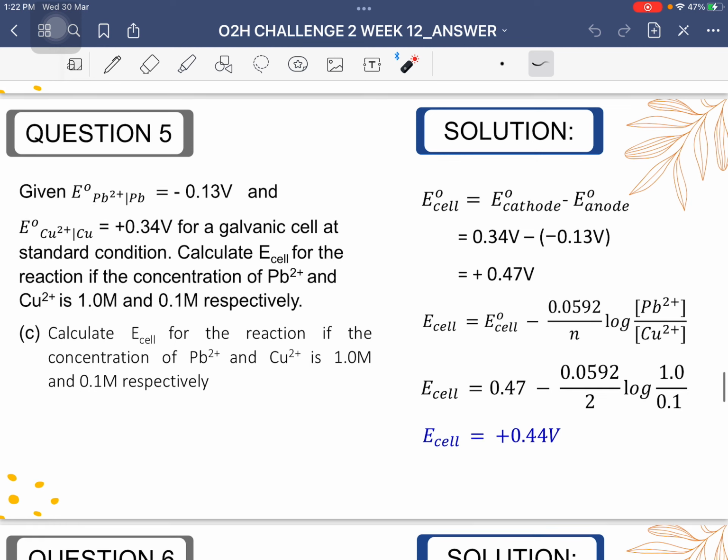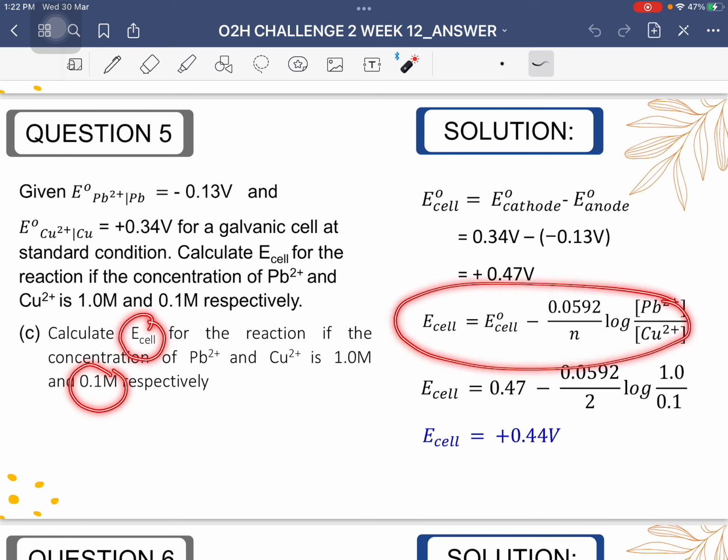Next, calculate the cell potential for the reaction if the concentration of Pb2+ and Cu2+ is 1 molar and 0.1 molar respectively. So now, why does it say E cell potential? It is because the concentration of the solution here is not 1 molar. It is not standard. Therefore, we need to use the cell potential from the Nernst equation.